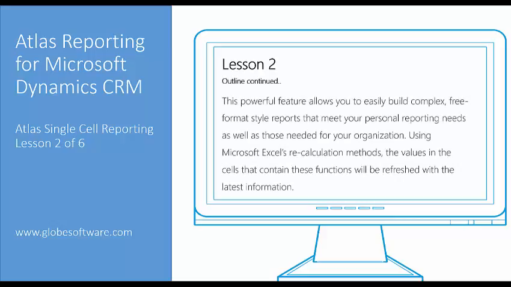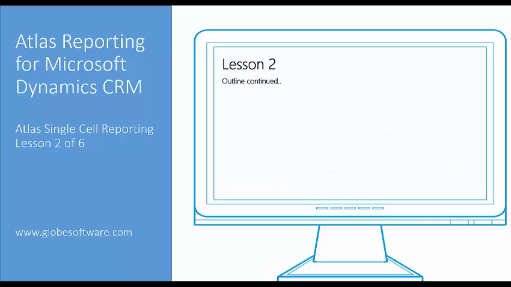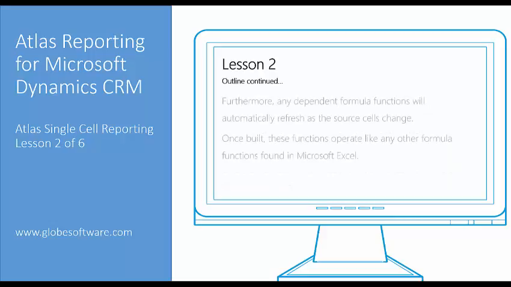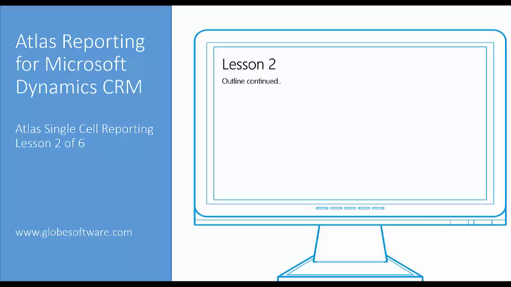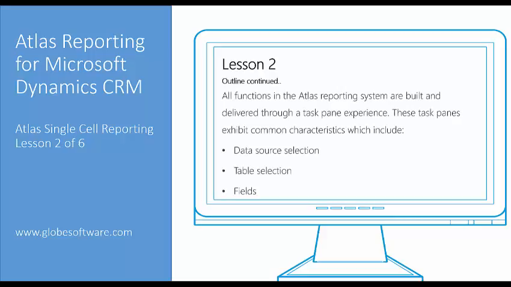Using Microsoft Excel's recalculation methods, the values in the cells that contain these functions will be refreshed with the latest information. Furthermore, any dependent formula functions will automatically refresh as the source cells change. Once built, these functions operate like any other formula function found in Microsoft Excel. All functions in the Atlas reporting system are built and delivered through a task pane experience. These task panes exhibit common characteristics which include data source selection, table selection, and fields.